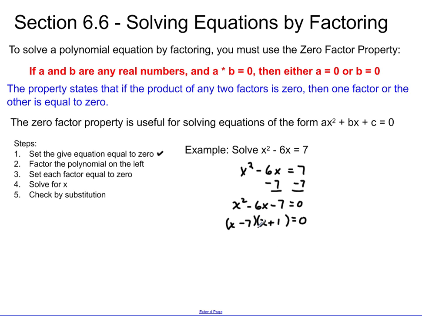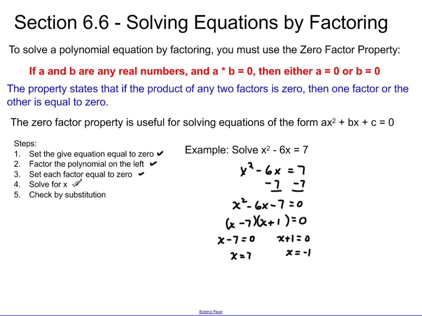And we know that if x minus 7 times x plus 1 is equal to 0, we can take each of those factors and set them equal to 0. So we're going to take the factor x minus 7 and set it equal to 0, and take the factor x plus 1 and set it equal to 0. So we set each factor equal to 0, and then we solve for x in each factor. Well, this is a really easy equation. All we have to do is add 7 to both sides to find that x is equal to 7 here, and subtract 1 from both sides to find x equals negative 1 here.